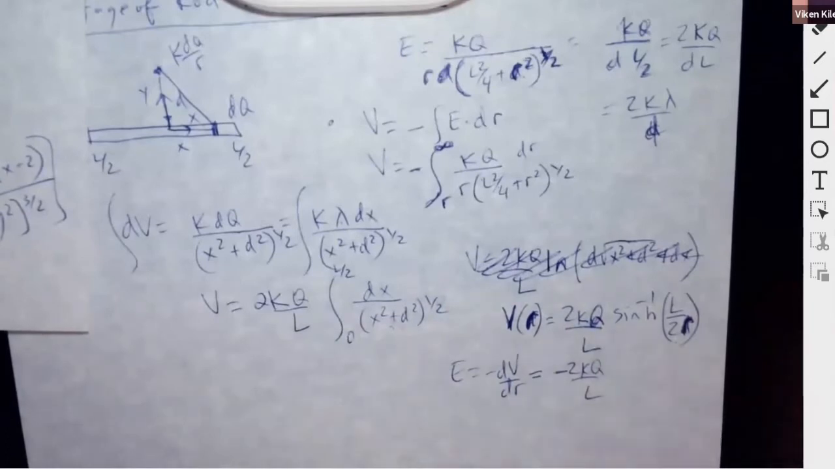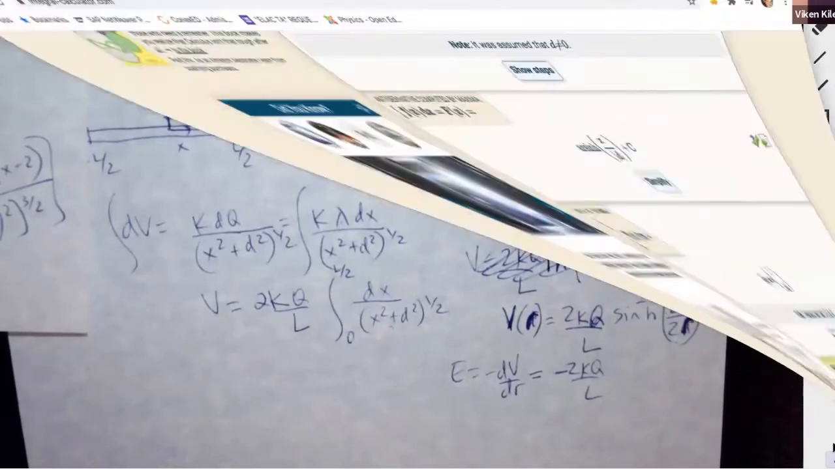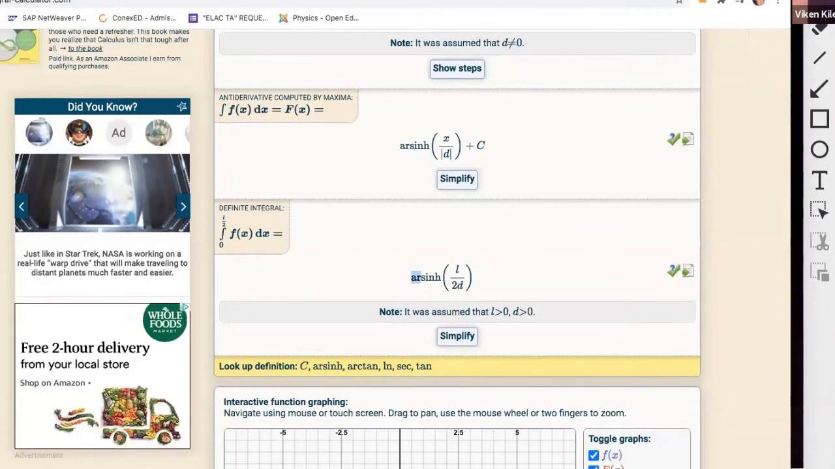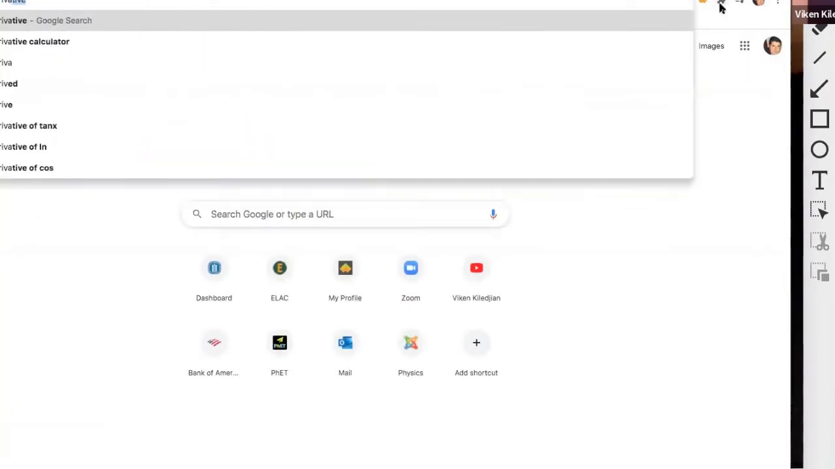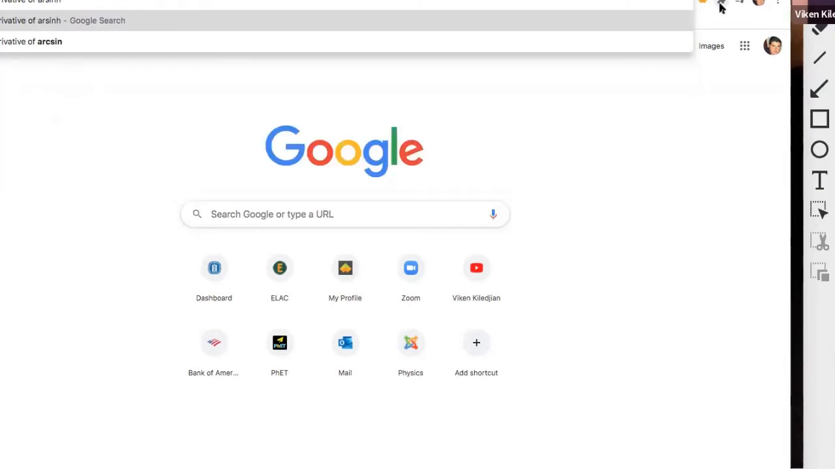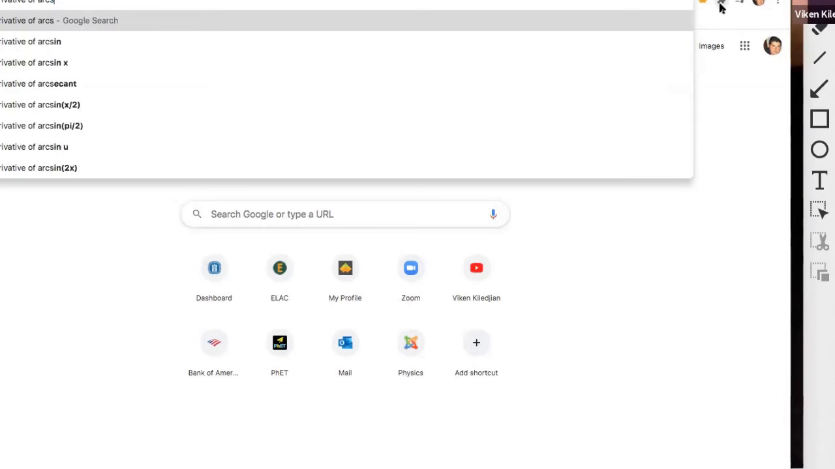What's the derivative of inverse sine hyperbolic? Wow, who's going to remember that? Derivative of sine or arc sine hyperbolic. Is that how they write arc sine hyperbolic?